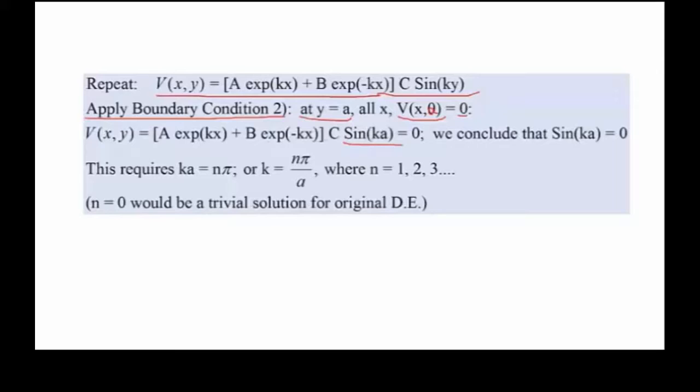We don't want that. We conclude then that the sine of ka equals 0, and that has the property that the product ka is equal to n pi. Now we could take negative values, but we don't really need to because the positive values will give us the full solution. So we set k equal to n pi over a, just solving this for k. n here will be equal to 1, 2, 3, and so on. We could have put in n equals 0, but that's a trivial solution for the original differential equation. We want non-trivial solutions, so we'll use n greater than 0.